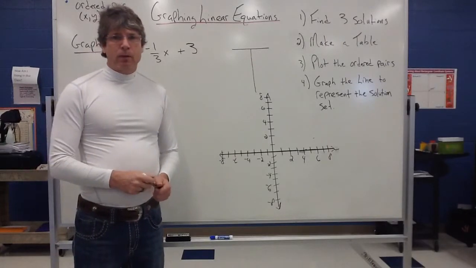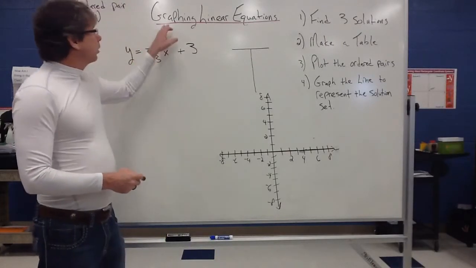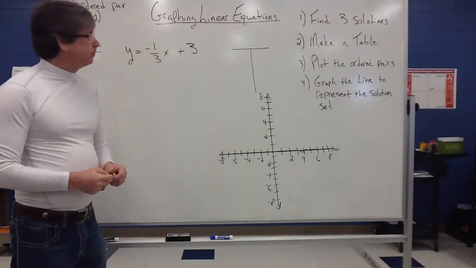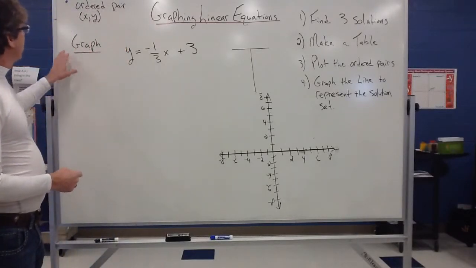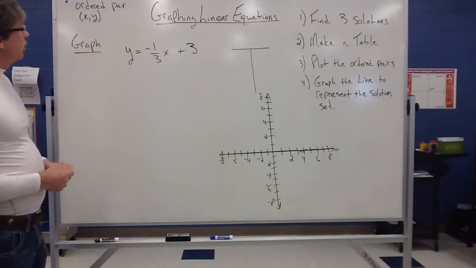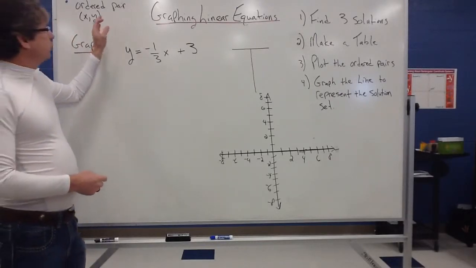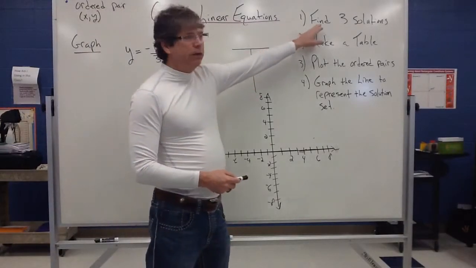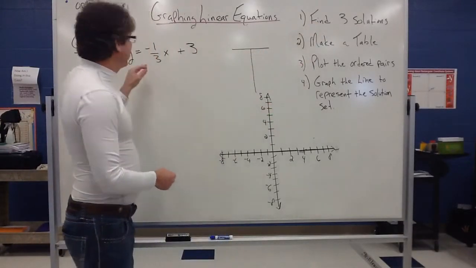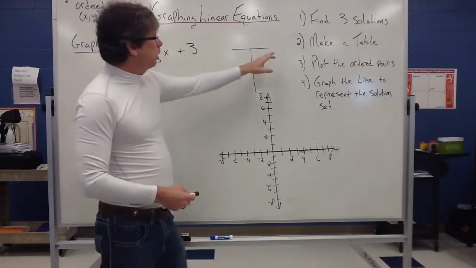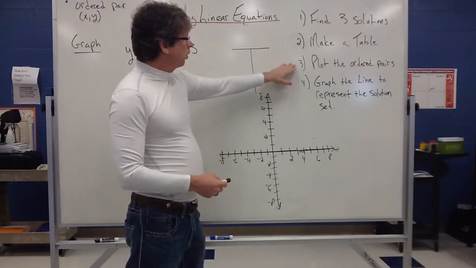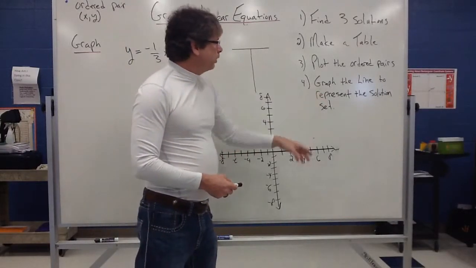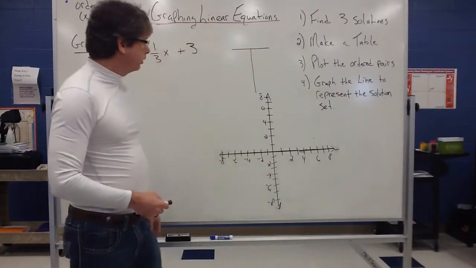Good morning. We're going to continue with graphing linear equations. Another day, another dollar. Again, graphing linear equations is all about finding these ordered pairs. The way we're going to do this is find three solutions that satisfy this equation. We're going to put this information in a table, plot those ordered pairs on our coordinate plane, then graph the line that's going to represent the solution.